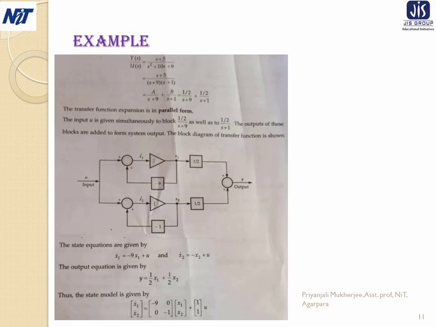So from this state diagram we can write down the state equation, and the output equation becomes half of x1 plus half of x2. So in this way we can draw the state model, and x1 dot becomes minus 9 into x1 plus u, that is 1 over here, and the other is x2 dot is equal to minus 1 into x2 plus u. So this one is the parallel decomposition method.